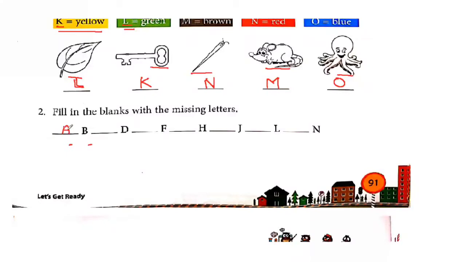A. So A, B, next one C, D, E, F, G, H, I, J, K, L, M, and the last one is N. Okay, so A, B, C, D, E, F, G, H, I, J, K, L, M and N.